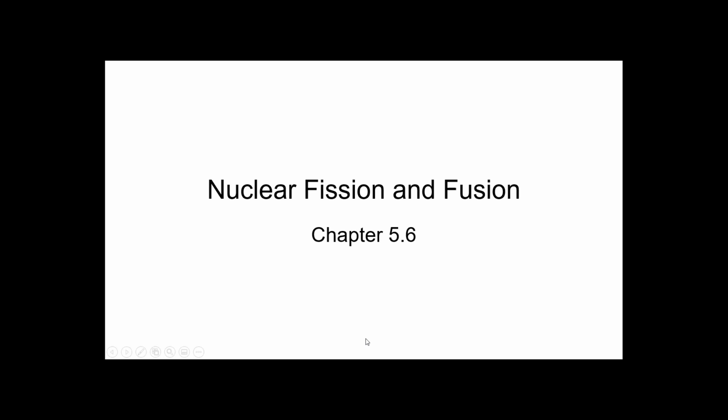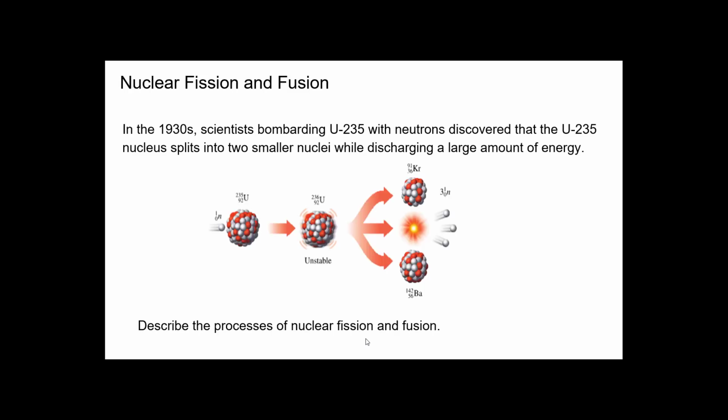Hi class, this chapter is 5.6 and this is nuclear fission and fusion. It's our last section in chapter 5. So nuclear fission is what we're going to cover first, and it was discovered in the 1930s.